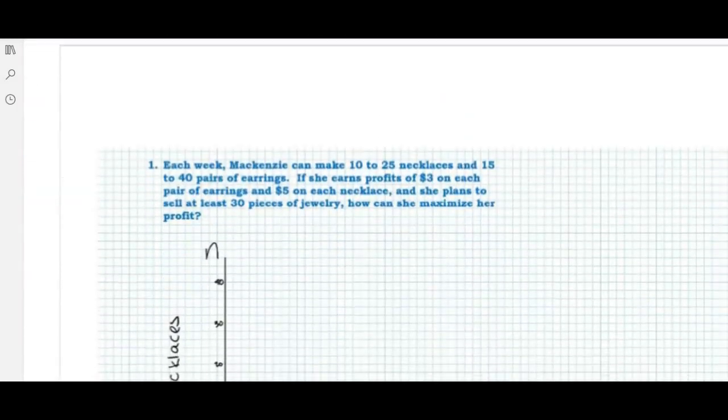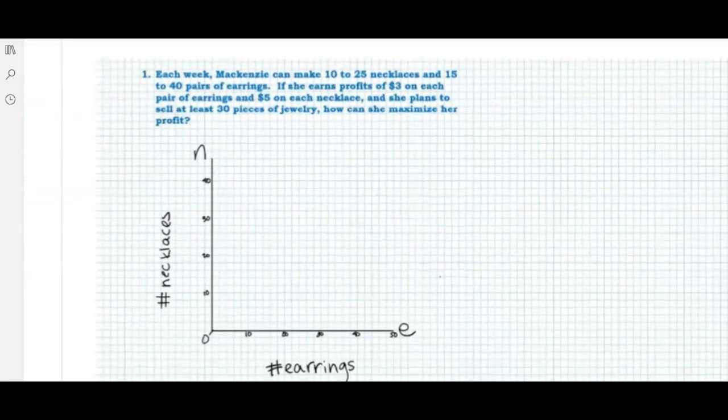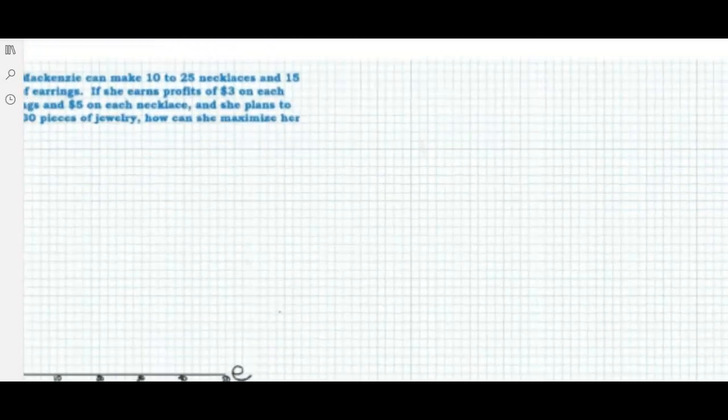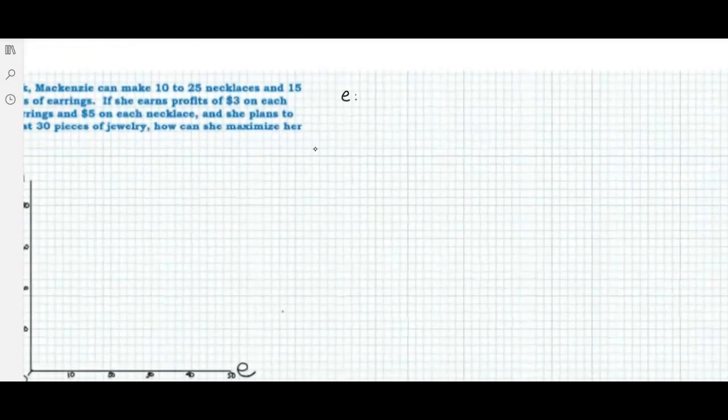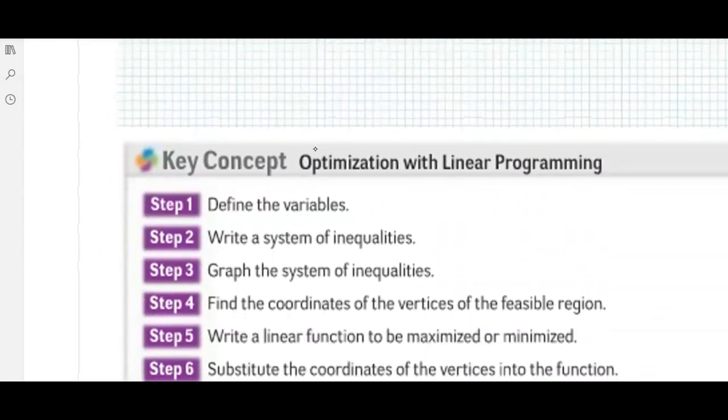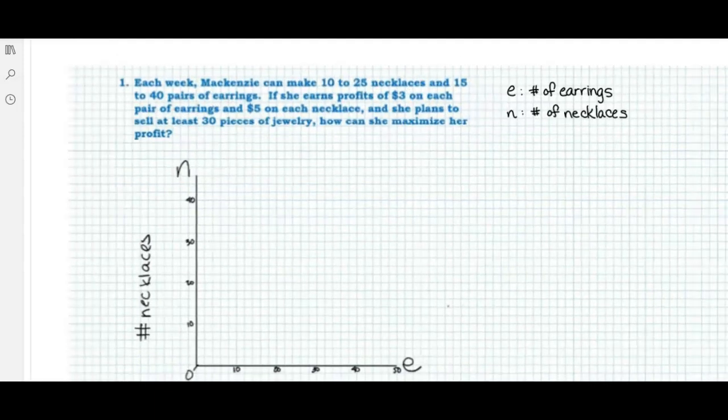Alright, so let's take a look at this entire problem from the start. The first thing we want to do according to our steps is define the variables. So in this problem, we're dealing with E for number of earrings, and N for number of necklaces. We've defined our variables. Next step, we want to write a system of inequalities from the word problem.